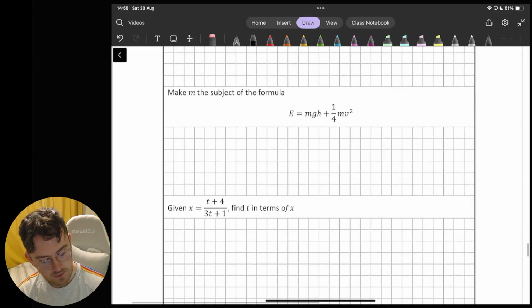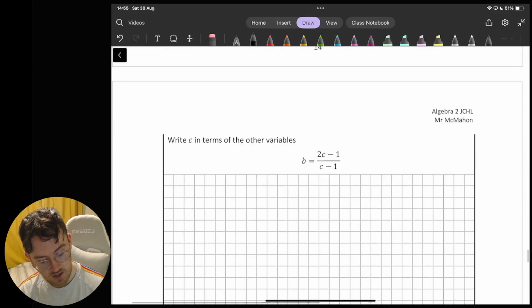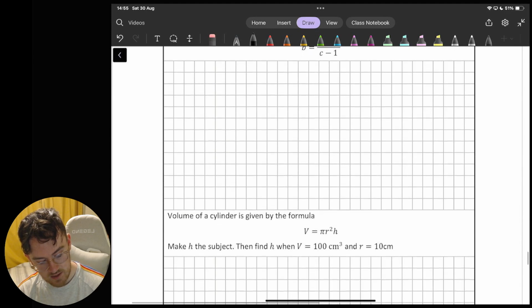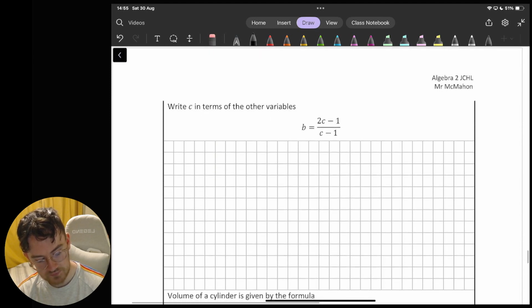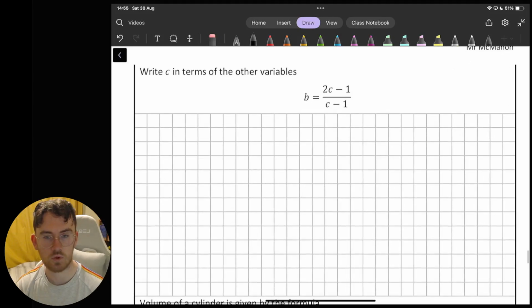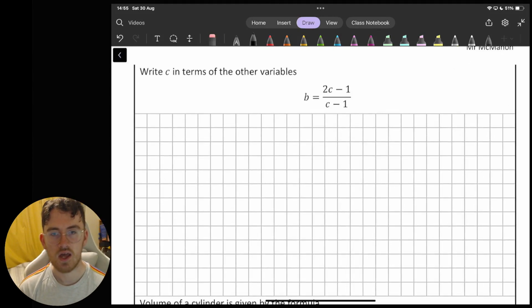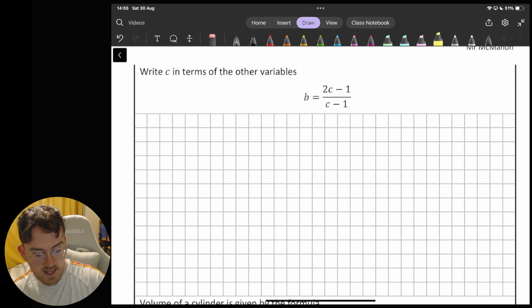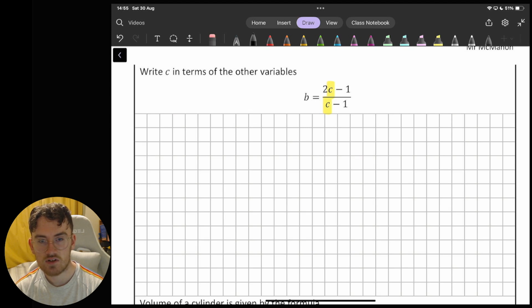Let's just have a look through some of these exam style questions here, and we'll see is there any that look kind of useful for us. Let's have a look at maybe this one. We'll do one more example, so we'll give this one a go here. The question is to write c in terms of the other variables. So I'm highlighting where c is first of all, so that I'll be able to better answer the question. If I know where everything is, that's going to make me better able to answer it.